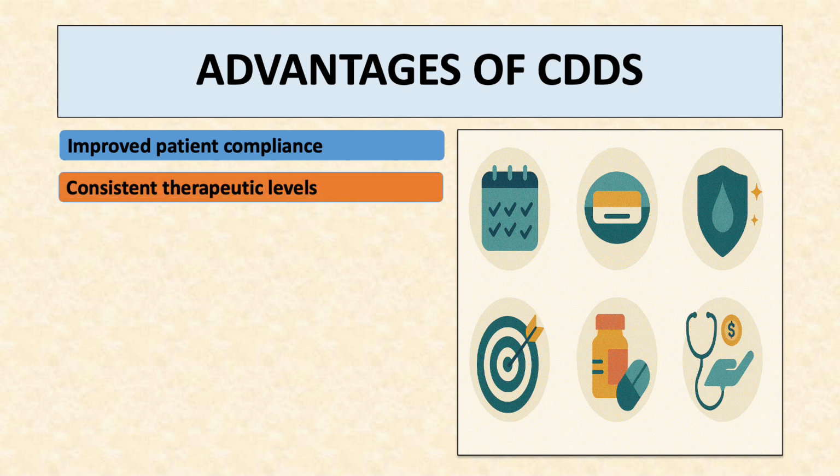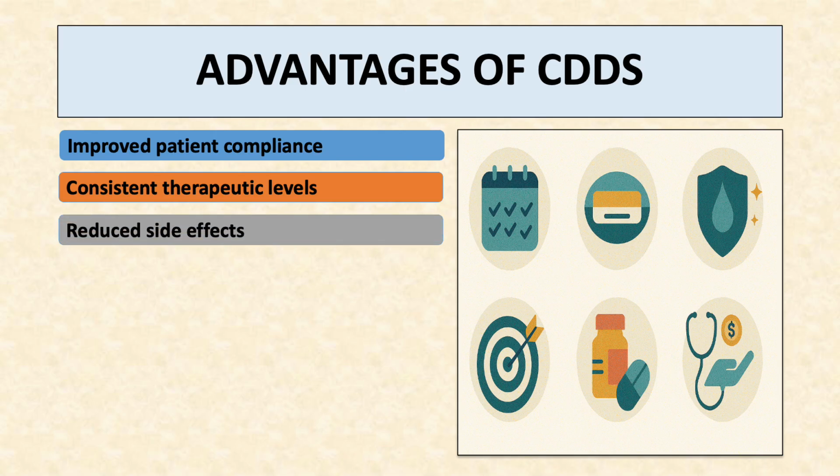Next, consistent therapeutic levels. Controlled drug delivery system keeps plasma drug concentration within the therapeutic window for long periods. Avoids the peak and trough fluctuations common in conventional dosing. Next, reduced side effects. By preventing sharp concentration spikes above the maximum safe concentration, controlled drug delivery system minimizes toxicity.